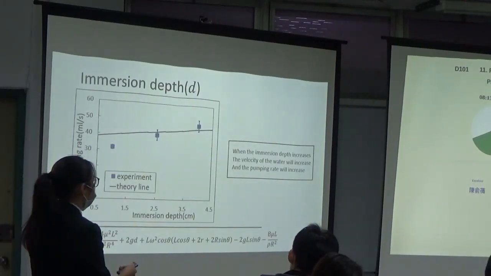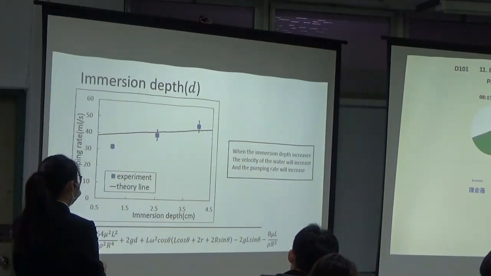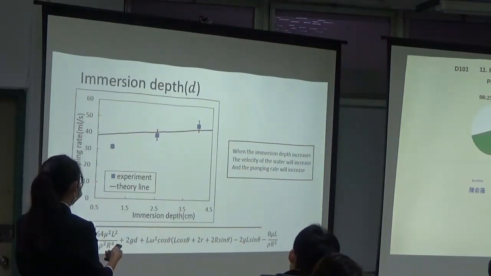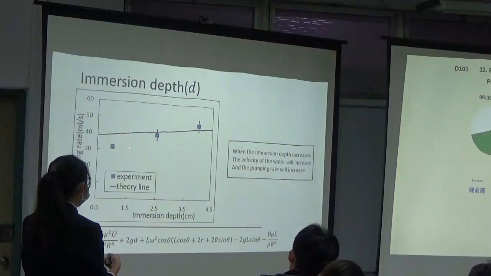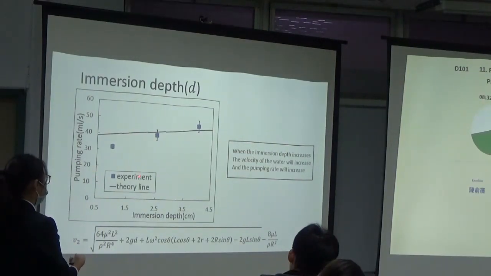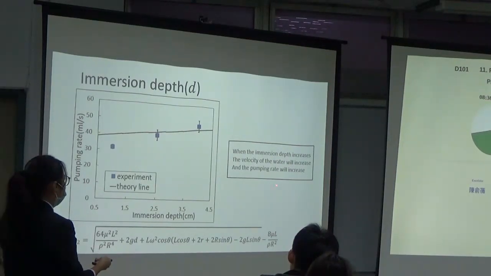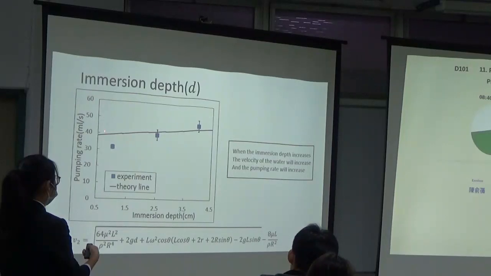And for the immersion depth, when the immersion depth increases, the velocity of the water will increase, so they will make the pumping rate increase. Due to the chart, when the immersion depth increases, it may also produce more vortex or perturbation of the water, so they will make the pumping rate have some deviations from the theory.